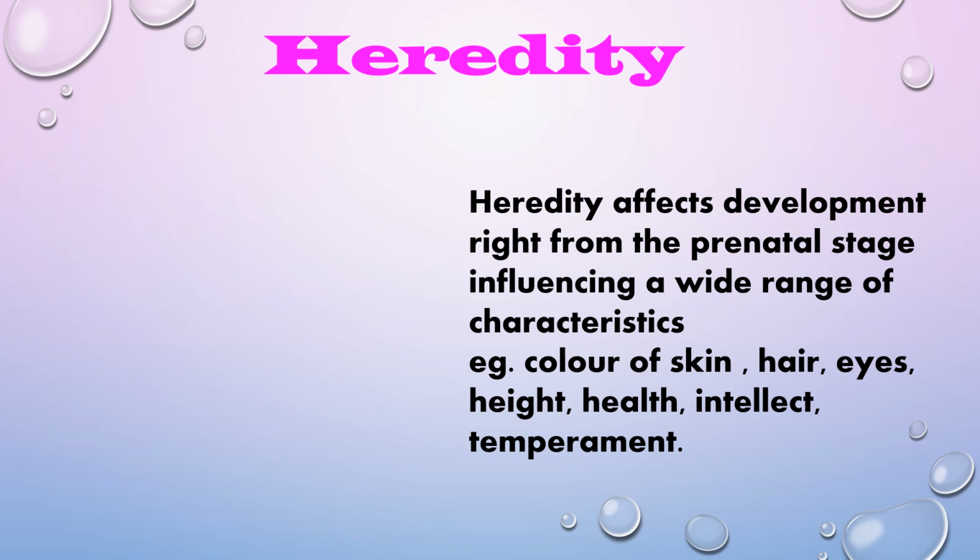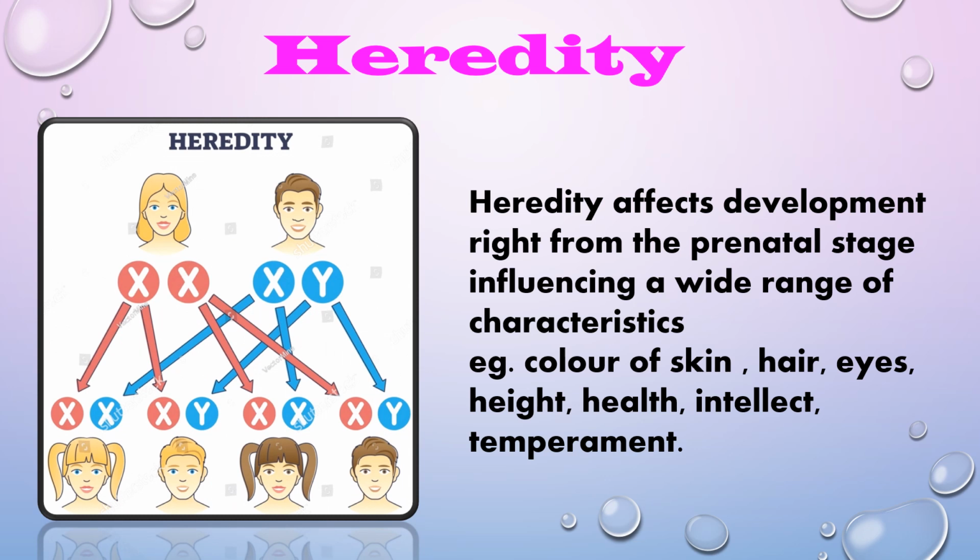So now this heredity affects the development right from the prenatal stage, influencing a wide range of characteristics. Example: color of skin, hair, eyes, height, health, intellect, and temperament.